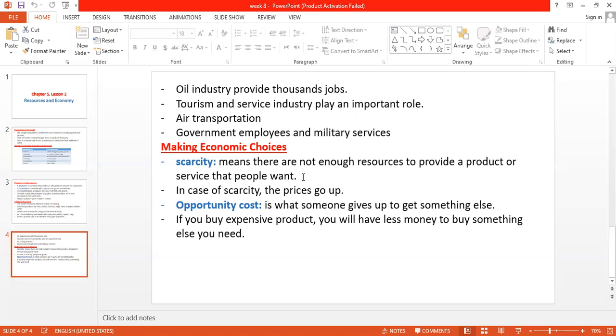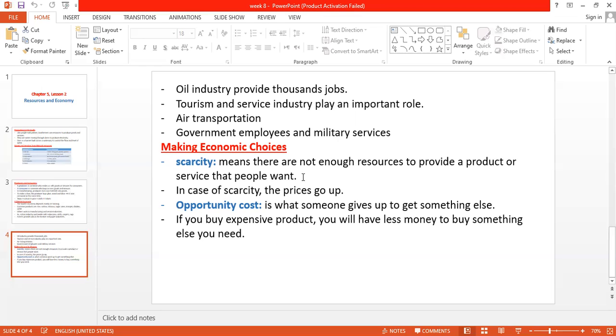Okay, give us another example. America, for example, or most of the European countries, they have scarcity in oil. You know that we need oil to run machines, to run cars, to run all kinds of transportation. Most of the European countries, like England and France, have a scarcity in oil.